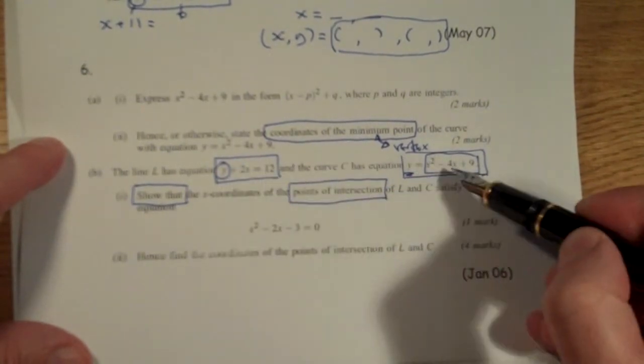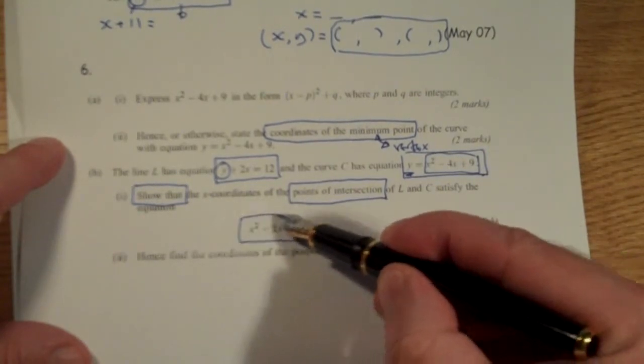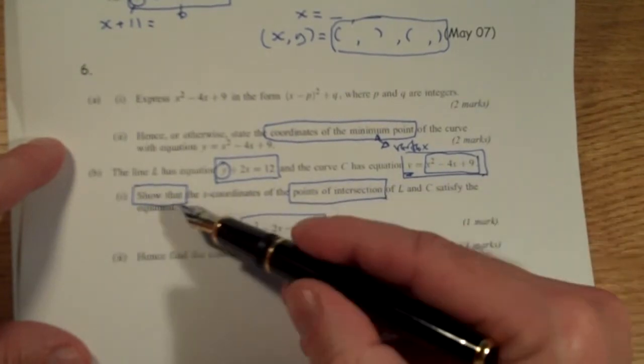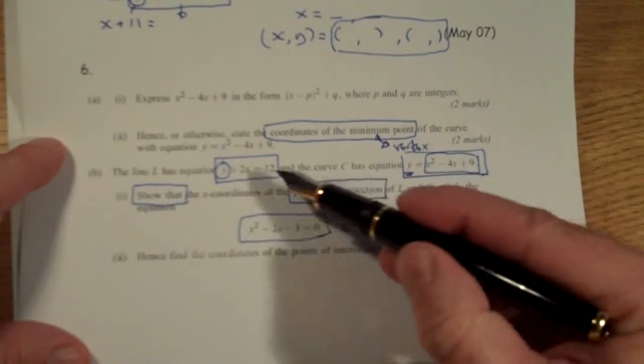These equations are your starting point. You do what I've described above, and you don't get to this equation here until the very end of your working. In a show that question, you need to get convincingly to the given end point. Your start point must be somewhere else in the question.